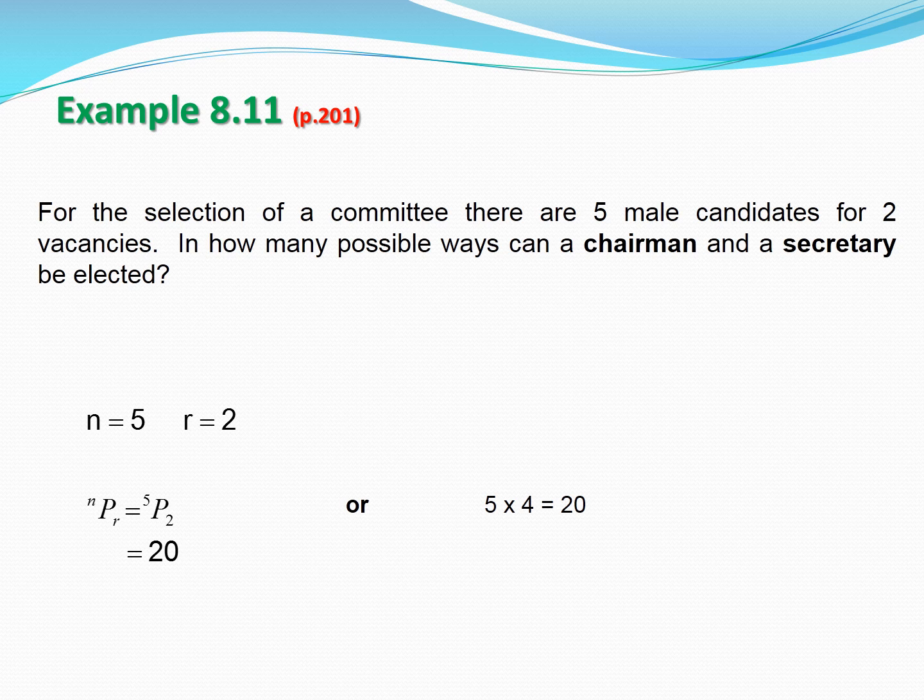So we want to determine then 5 permutation 2, which will give us 20 possible ways in which they can be selected. Or if you understand this formula better, you have 5 possible candidates for the first position, and then 4 for the second position. So you will have 20 ways to select the people in total.